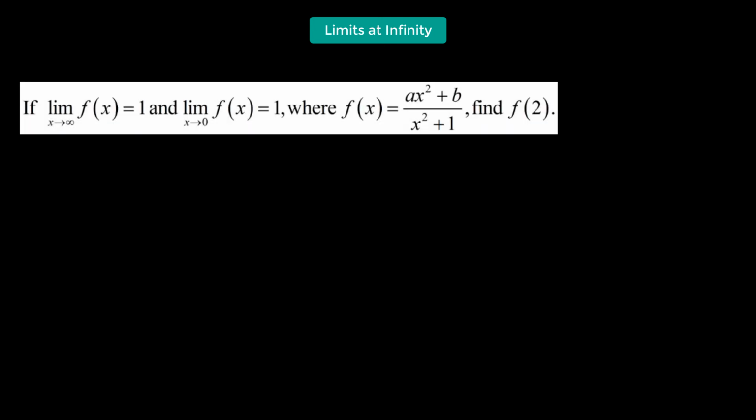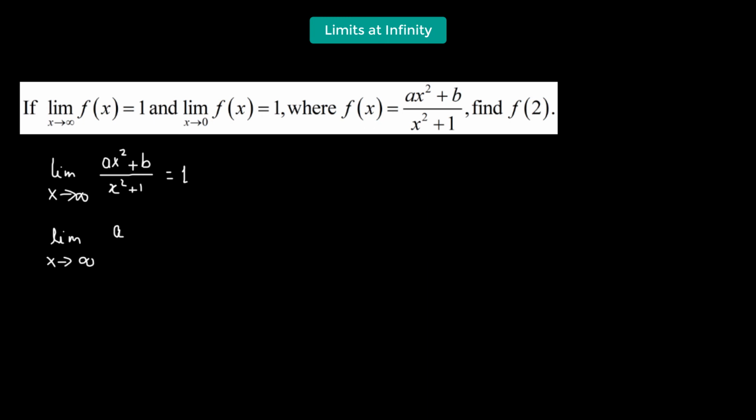So this question is quite similar to the previous one. We have the function f given by (ax squared plus b) over (x squared plus 1). So it is given here that when x approaches infinity, then the limiting value of (ax squared plus b) over (x squared plus 1) is equal to 1. So we have the limit as x goes to infinity. So we look for the highest power of x in both the numerator and the denominator. So the highest power of x is going to be 2. So we're going to divide both numerator and the denominator by x squared.